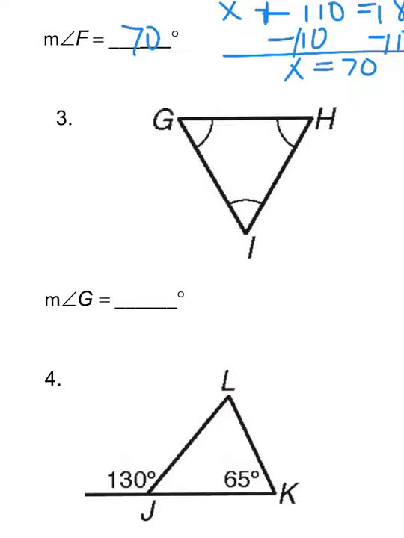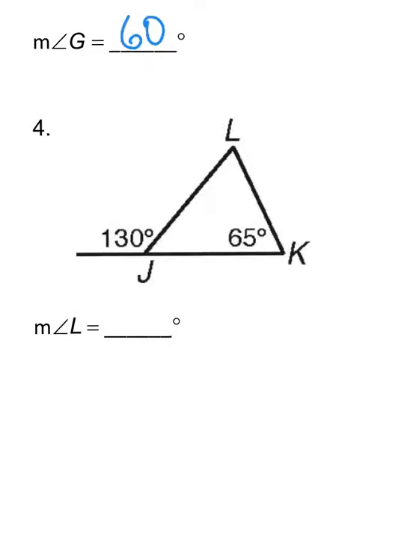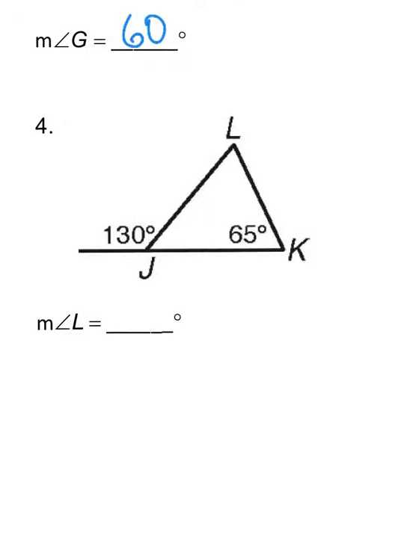On number 3, all of these three angles are actually equal. We don't know either one of them, so we'll call them all x. There's 3 of them, so 3x, and it's still a triangle. They all add up to be 180, still triangle sum theorem. Divide by 3 on both sides, and that means x equals 60. Well, angle G equals 60, angle H equals 60, and angle I equals 60. They're just asking me for G. It's 60. Number 4. This is the exterior angles theorem.